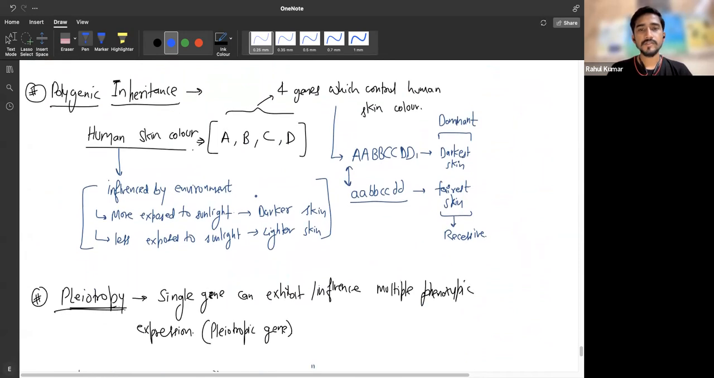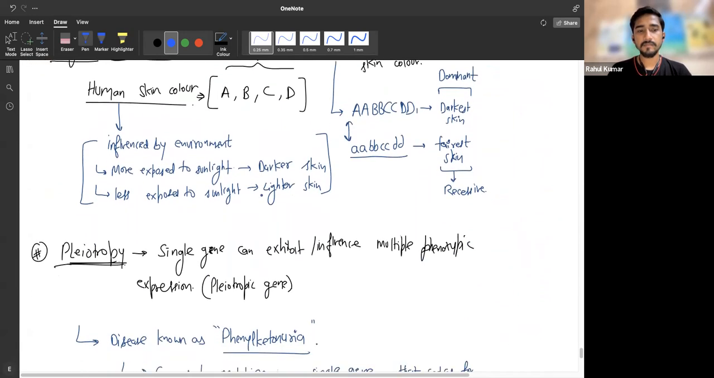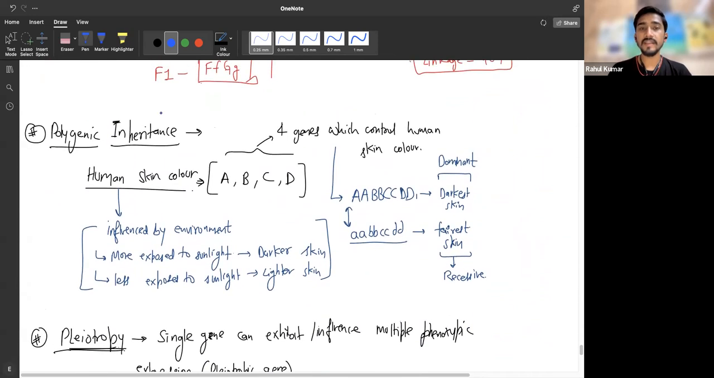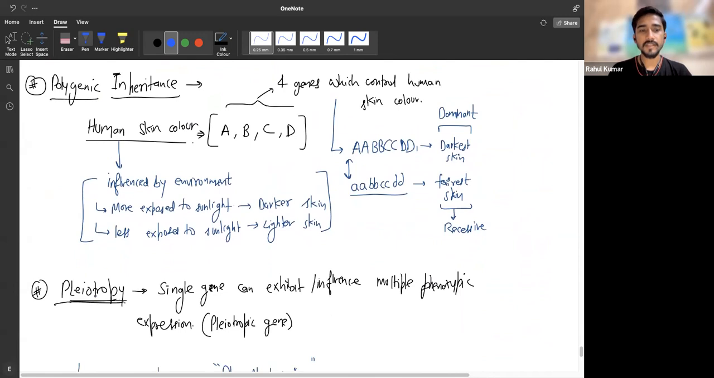And towards the end, we discussed two more concepts, polygenic inheritance and pleiotropy. These two are non-Mendelian forms of inheritance. So they do not follow Mendel's ratios. What was polygenic inheritance?